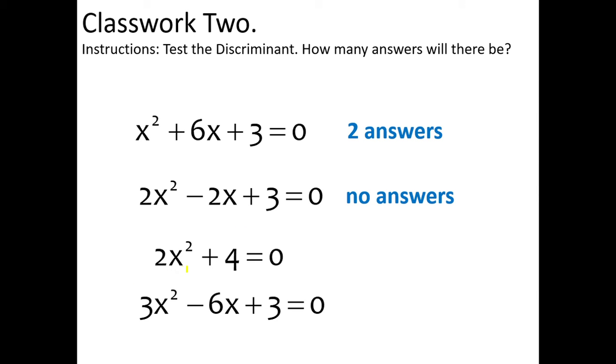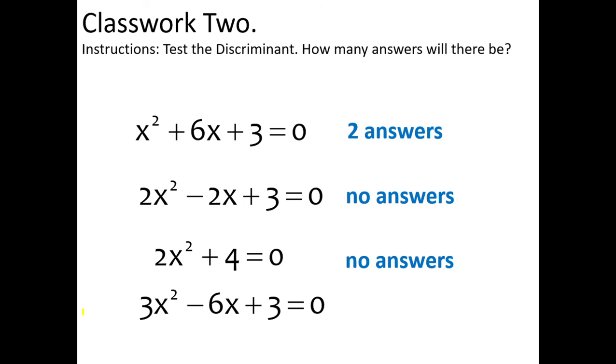All right, let's test the discriminant on the next one. Pause your video, and then we'll test the next one. Okay, let's look at my answer. I got, again, no answers. For this one here, I got a negative number for my discriminant, which means that there is no answer. This problem cannot be done. There's no solution, no value of x that you could put in for x that would ever make this statement here true. All right, let's try the last one and pause your video.